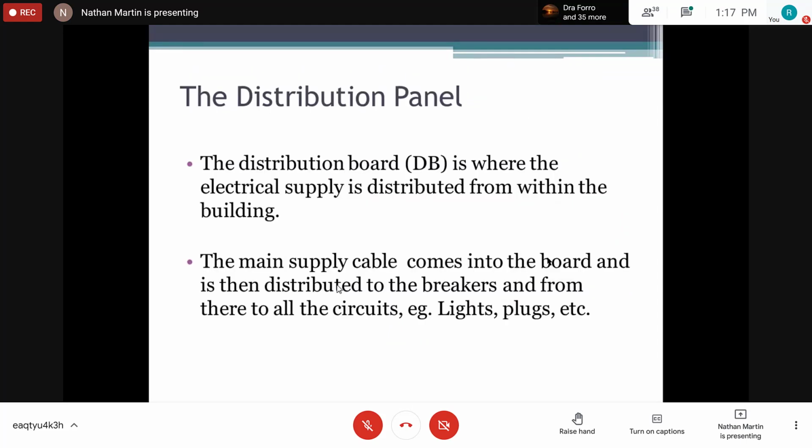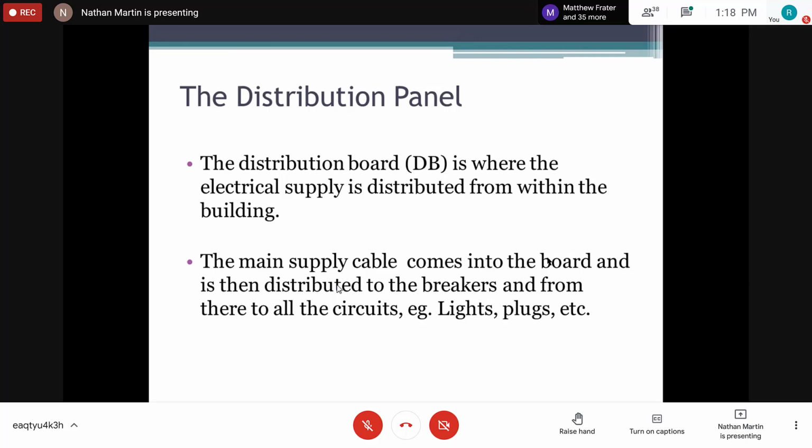The distribution panel. The distribution board is where the electrical supply is distributed from within the building, right? The main supply cable comes into the board and is distributed to the breakers from there to all the circuits. Example, your lighting circuit, your plug circuit, your water heater circuit, all of your control circuits, your fire alarm circuits, all of these circuits will be powered from your distribution panel.